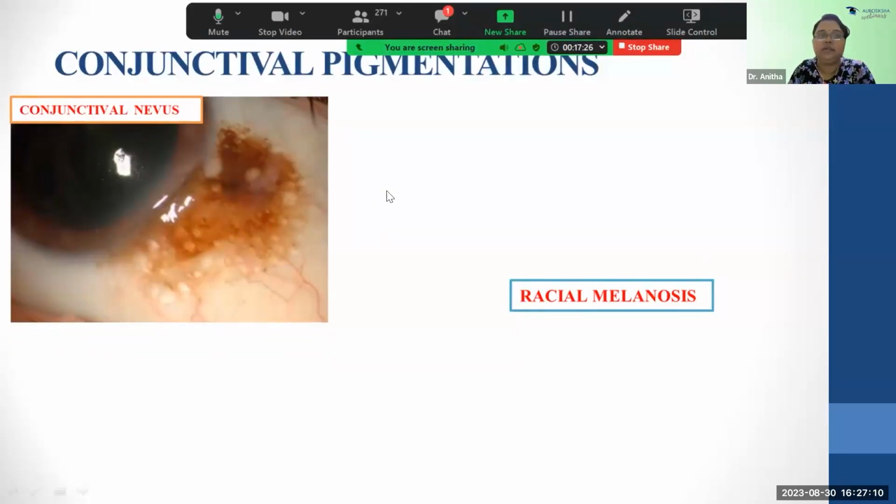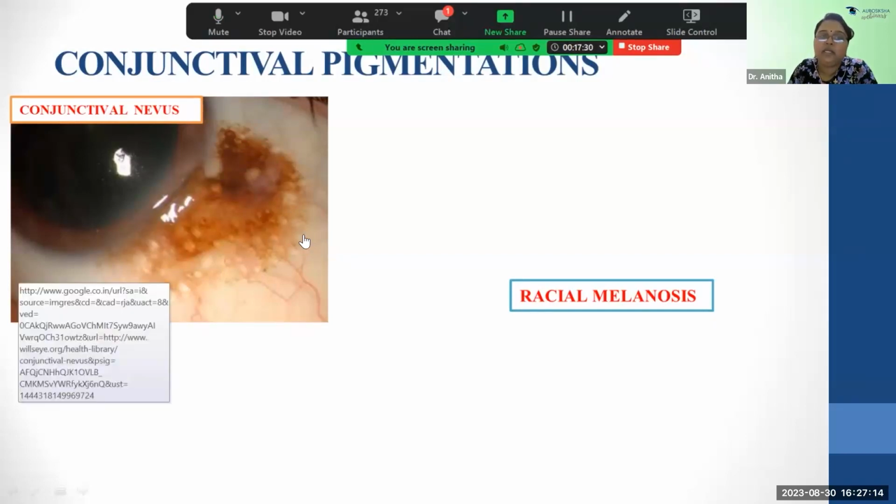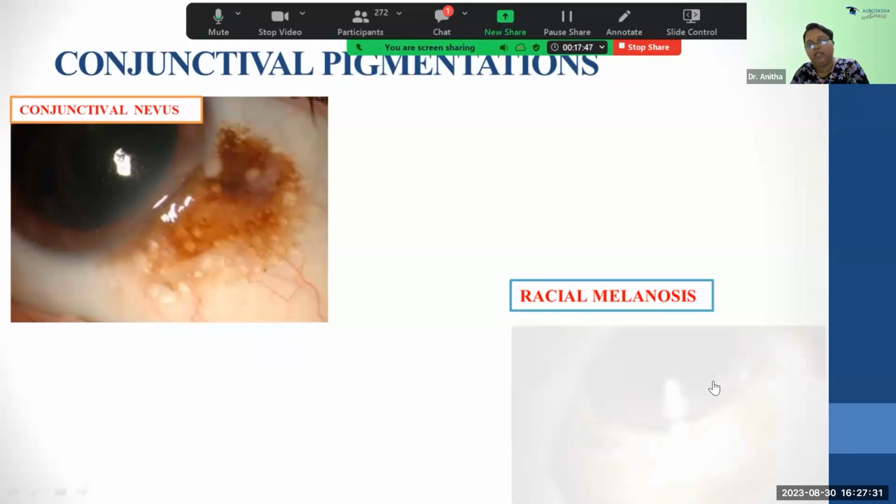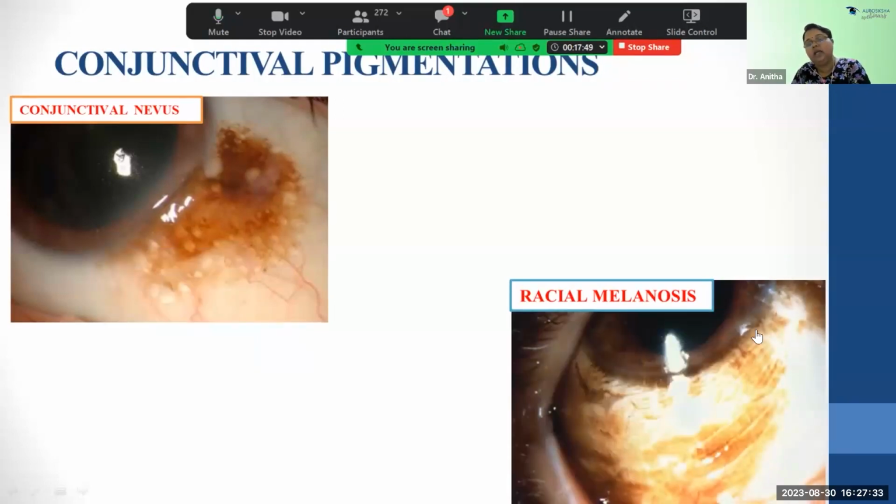We say nevus, whether we should refer these nevus to the base hospital or not. You refer the nevus to the base hospital only when there is an increase in size. So nevus, when to diagnose? If there are cystic spaces in the pigmentation, then you confirm that it is nevus. If there is an increase in size, increase in pigmentation, increase in vascularity, then you can refer. These patients are referred to as racial melanosis because it is associated with dark-skinned individuals.